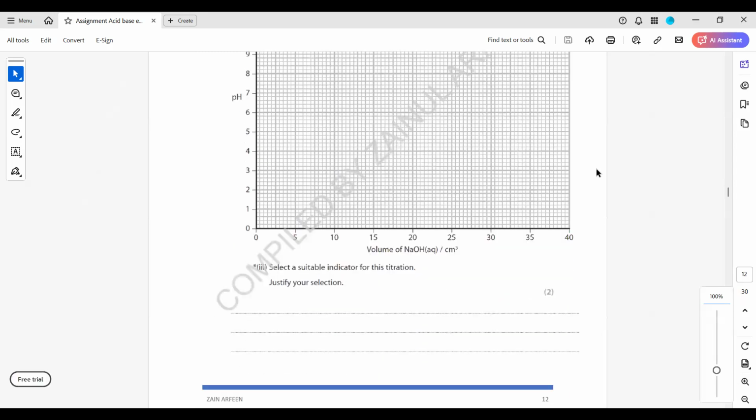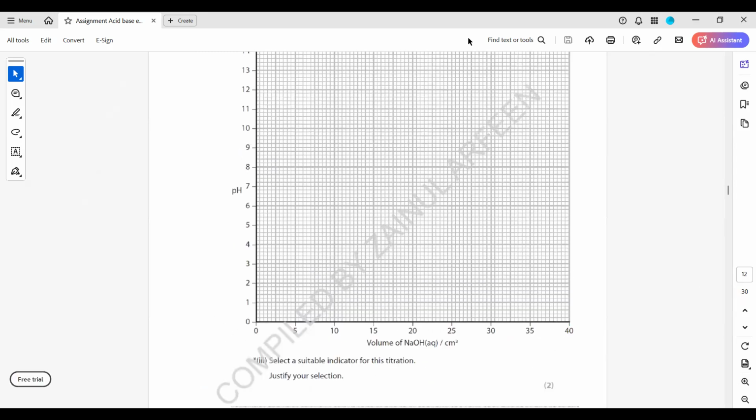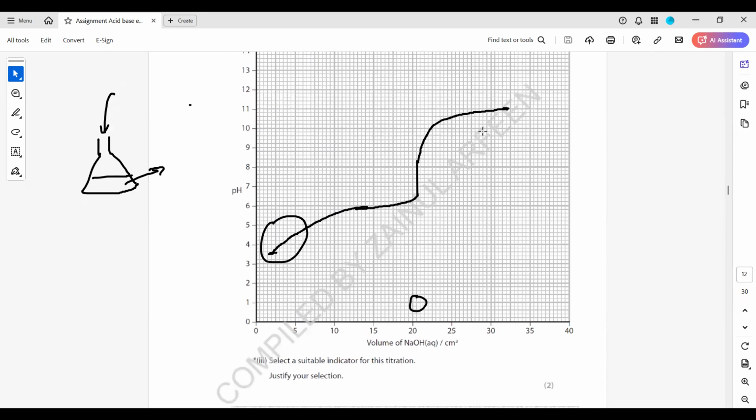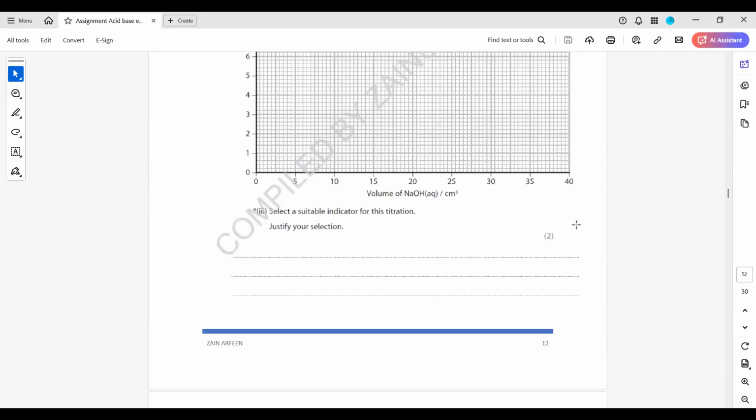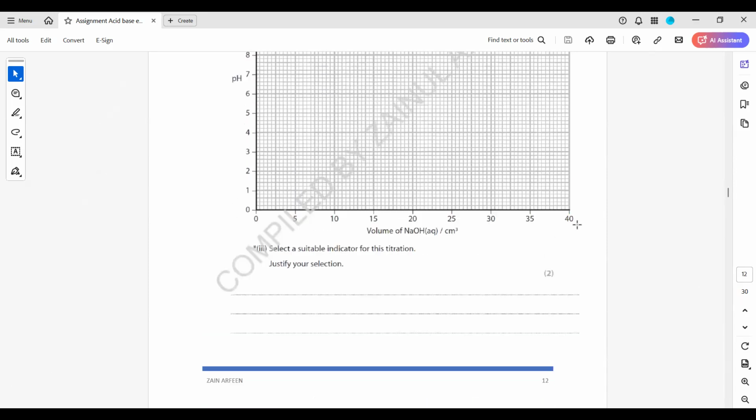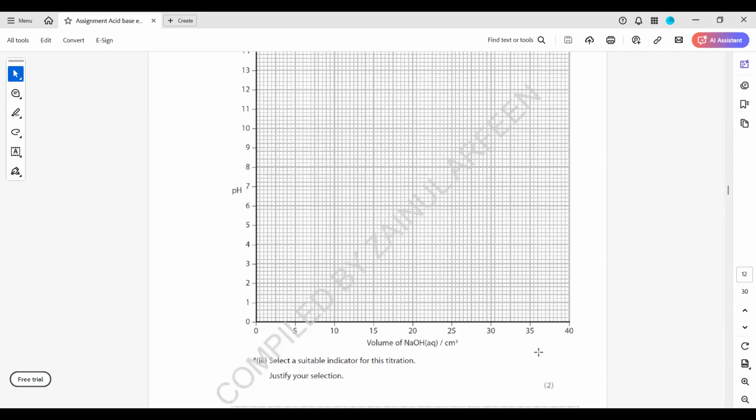Select a suitable indicator for this titration. What should be the suitable indicator? We always select a titration indicator according to this vertical region. So it's from 7 to 9 or 7 to 10 you can take. For that you have to check a data booklet, because in a data booklet different indicators have different pH ranges.